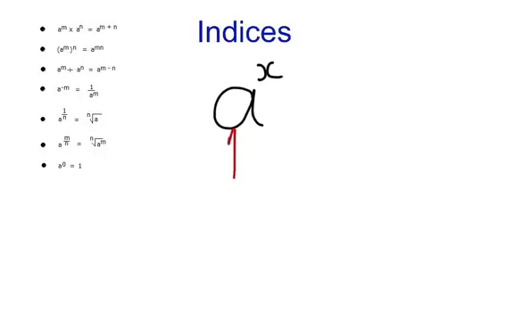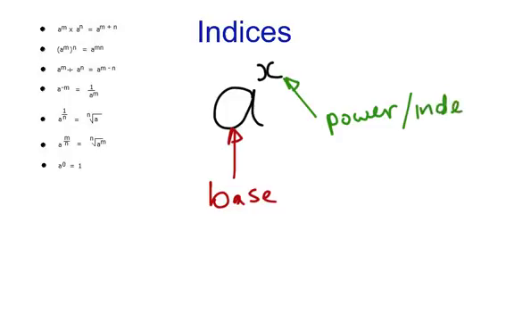Now, I'll introduce you to a few terminologies before we get started. The big number at the bottom is called my base. And so if I mention the word base, you know I'm talking about that number. And the little number at the top is called my power or my index. So keep an eye out for those words. I'll be using them quite a lot.